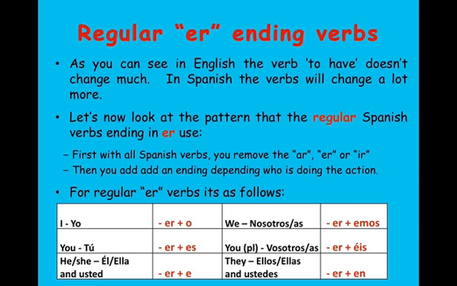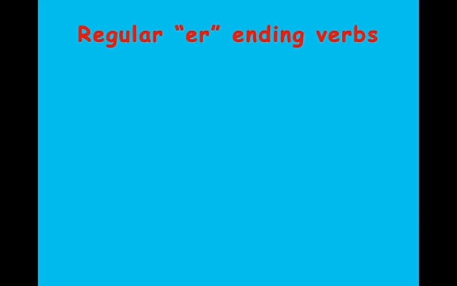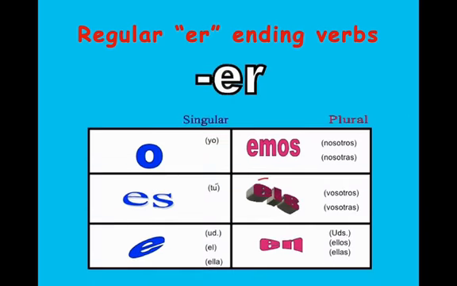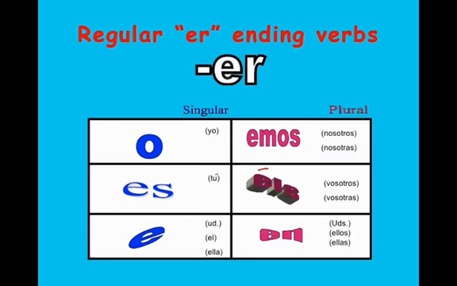O, ES, E, emos, éis, EN. And you'll find several songs on YouTube that have this little pattern, and they're fun to listen to. So here we go. A regular present tense verb conjugation for an ER verb is O, ES, E, emos, éis, EN.